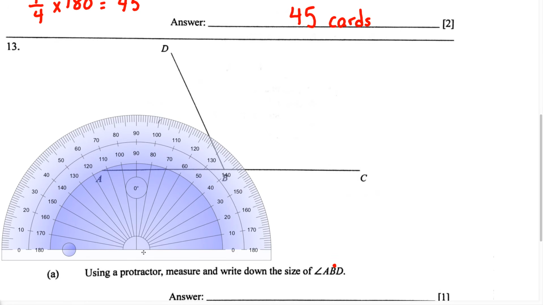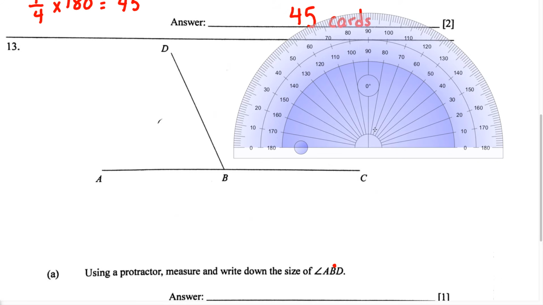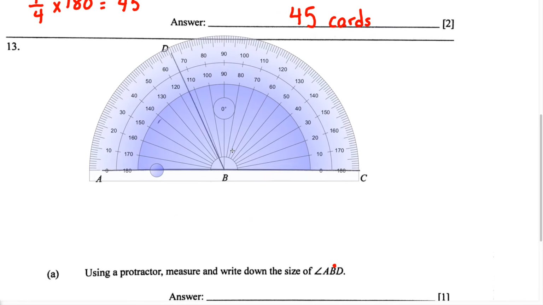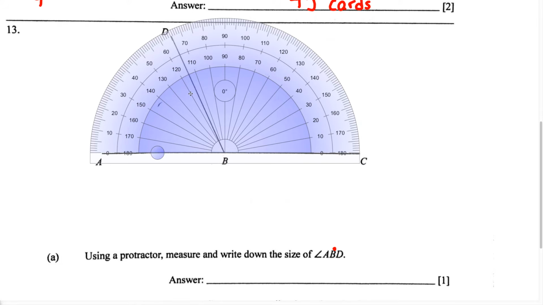So now that we have our protractor and we see where point B is, we're just going to line up the center point of the protractor with point B. Okay, now that it is lined up, we can see it is between 60 and 70. So we can say this is 61, 62, 63, 64, 65. Therefore, the size of angle ABD is going to be 65 degrees.